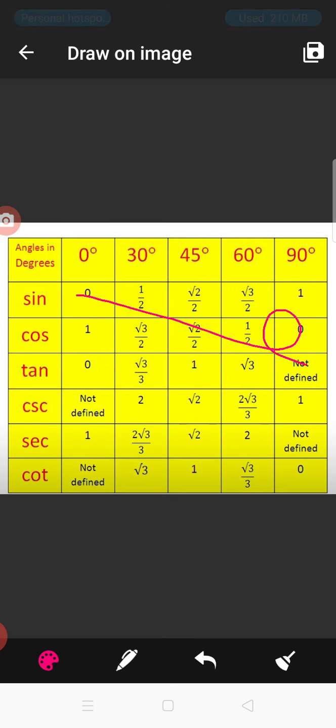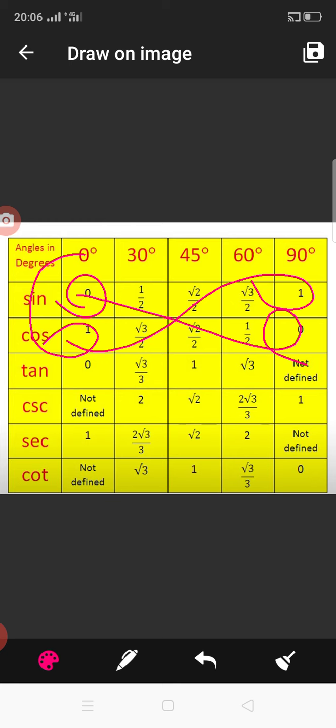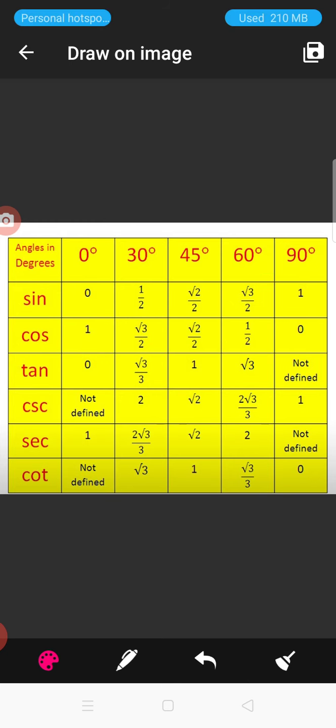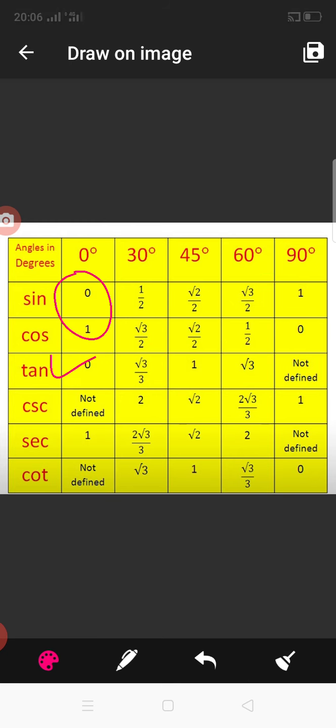Therefore, cos of 90 is equal to 0. Cos of 0 is equal to 1. Therefore, sin of 90 is equal to 1. Now for tan, 0 upon 1 is equal to 0. Tan of 0 is 0. Therefore, cot of 90 is equal to 0.